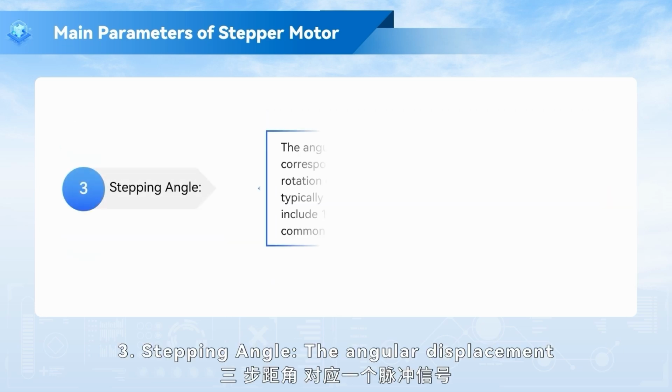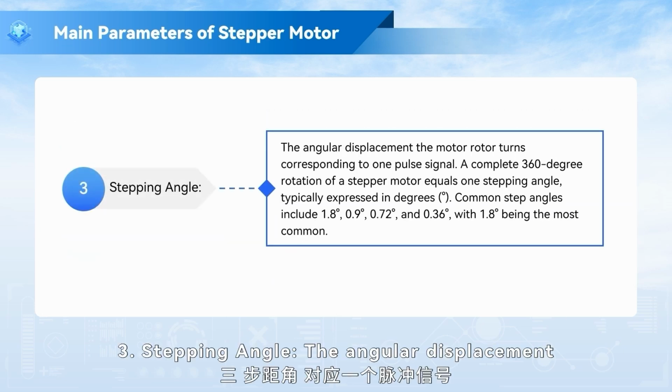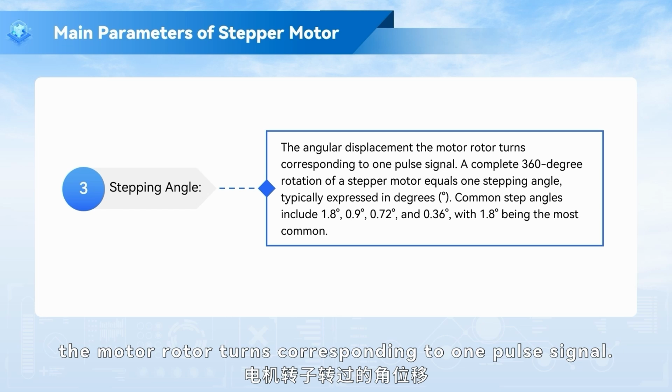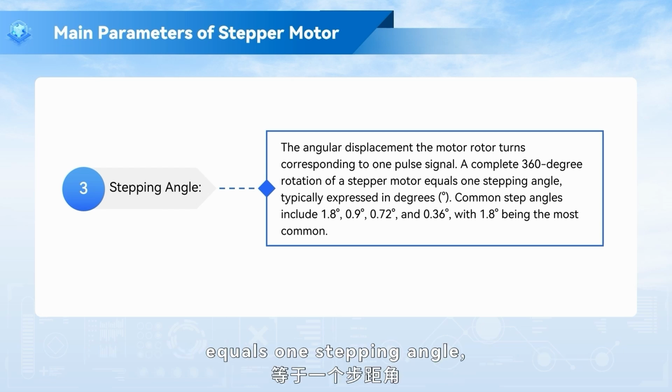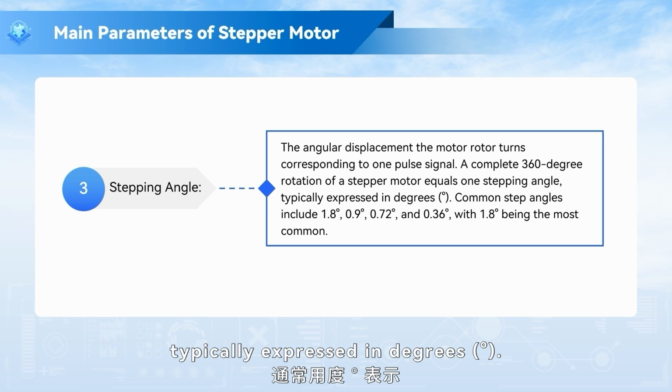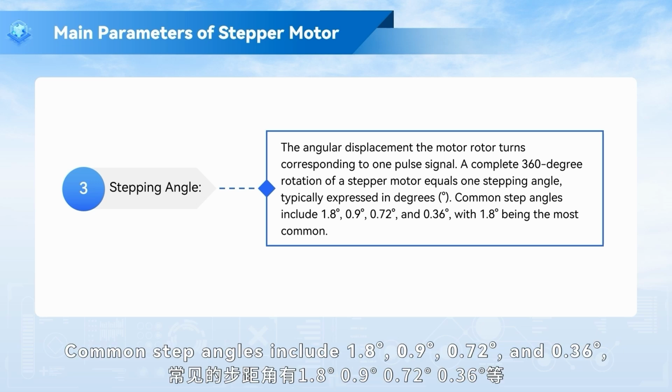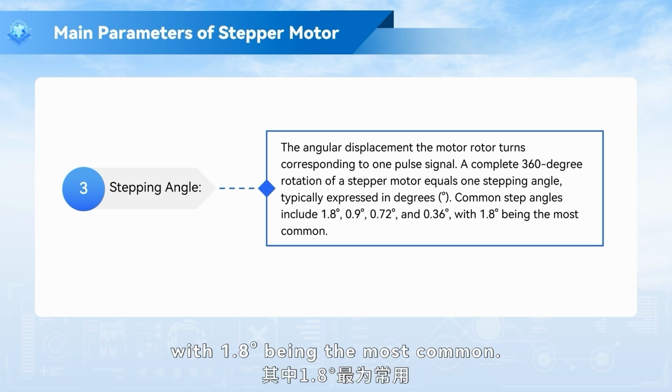3. Stepping angle, the angular displacement the motor rotor turns corresponding to one pulse signal. A complete 360-degree rotation of a stepper motor equals a number of stepping angles, typically expressed in degrees. Common step angles include 1.8 degrees, 0.9 degrees, 0.72 degrees, and 0.36 degrees, with 1.8 degrees being the most common.